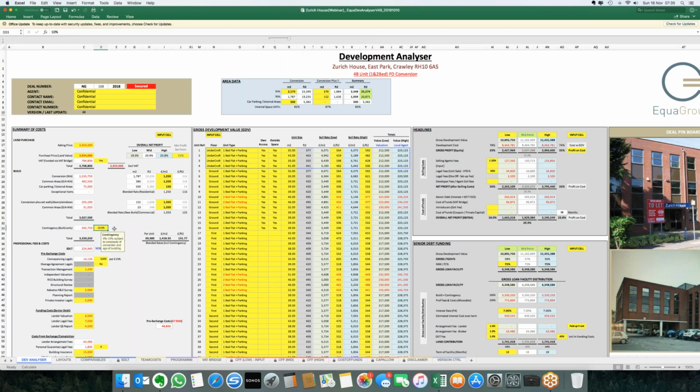As a policy at Equa Group, we put in a 10% contingency on top of the build figure. This is just to deal with the unforeseen. Let's hope we don't have to dip into that, but there's always something that will pop up on a development, maybe when you've stripped it back and the contractor started, and you find something that's going to cost a little bit more. So we've got quite a handsome contingency there at £300,000.